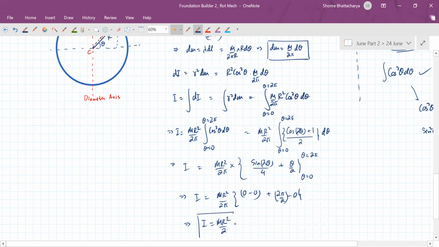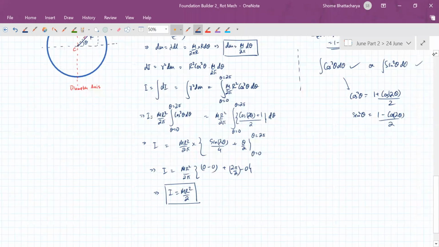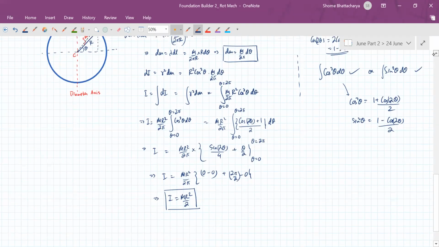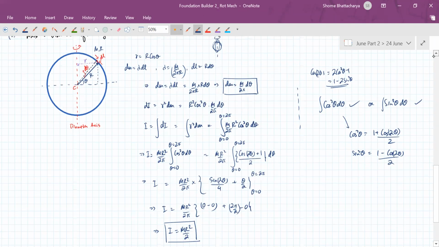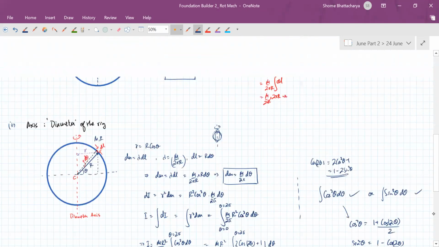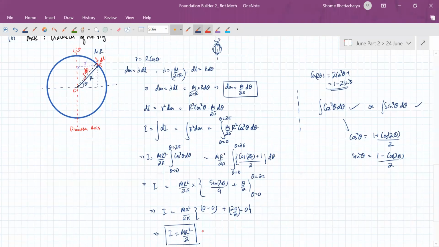So for the moment of inertia of a thin ring about the diameter axis, we can see by integration that the formula comes out to be m r square by 2. So it's equally important to remember the direct formula for application in questions, as well as understand the derivation process from integration. This is another standard formula that you have to memorize.